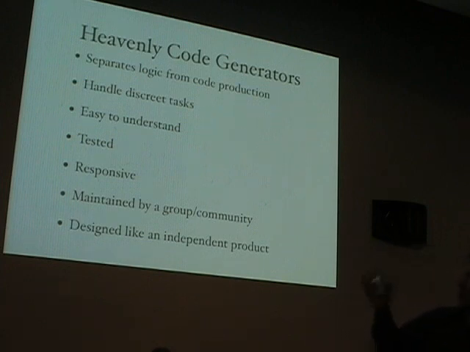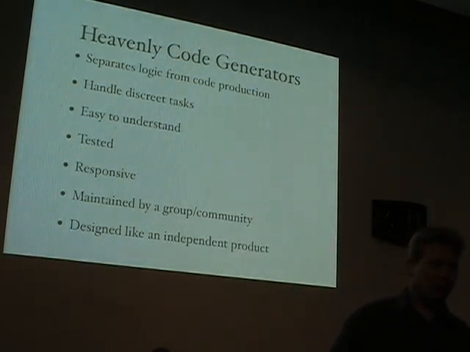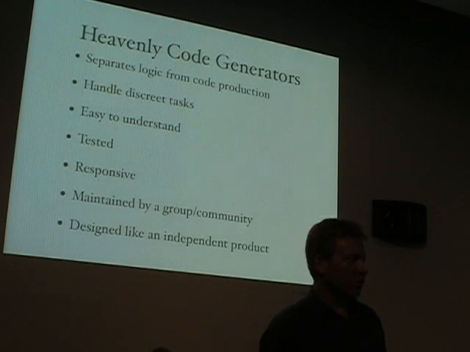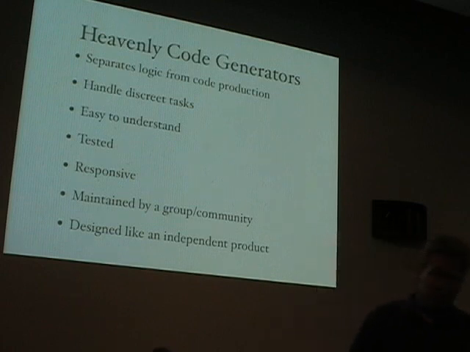I think all of these are pretty much self-explanatory. Again, handling discrete tasks is really important. And don't try and build the entire application through the code generation system. Just try and build the small pieces of it that make sense and can speed you up, as opposed to getting caught up on the edge cases and things like that.